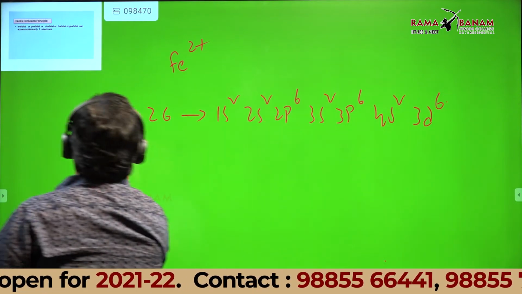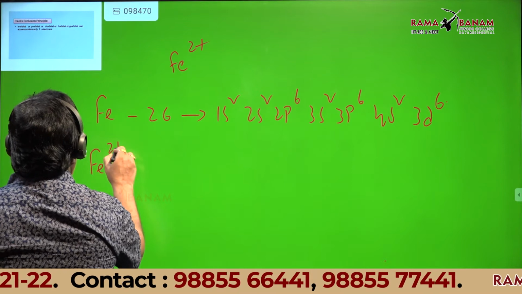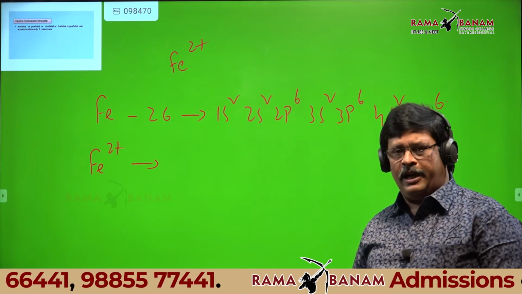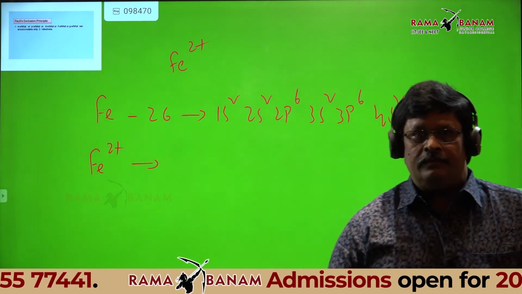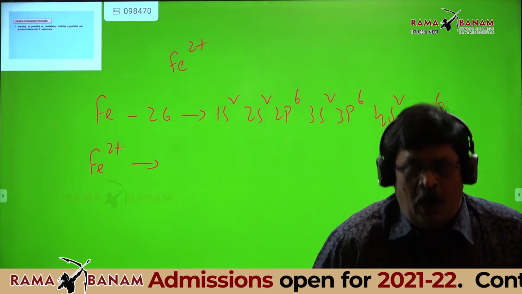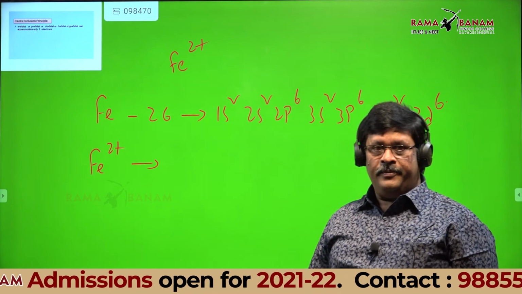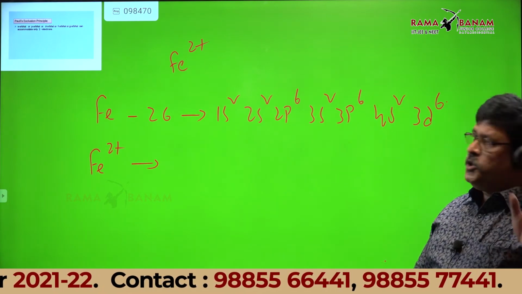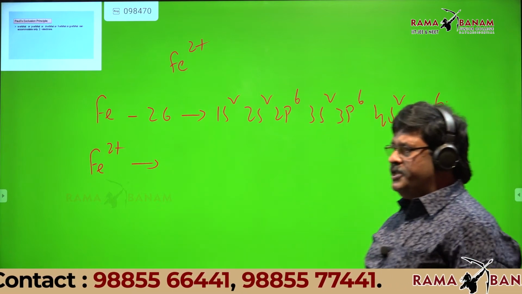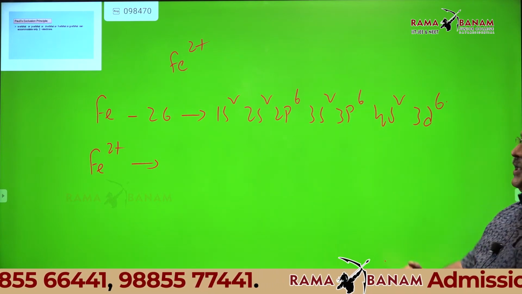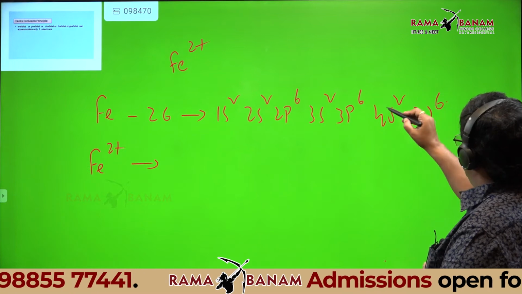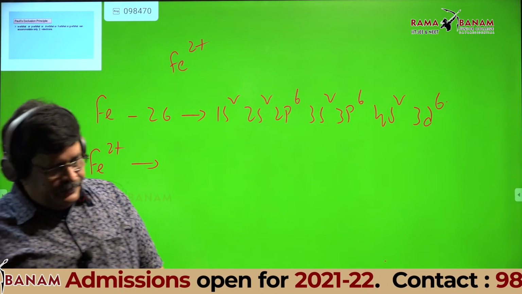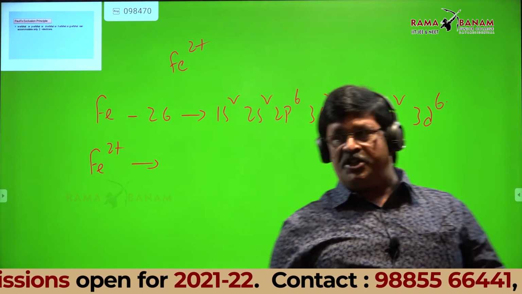Now I want to write Fe2 plus. How does Fe convert into Fe2 plus, by gaining electrons or by losing electrons? Losing. How many? 2. So iron has to lose 2 electrons. Which 2 electrons does it lose? Is it from 3d or is it from 4s?